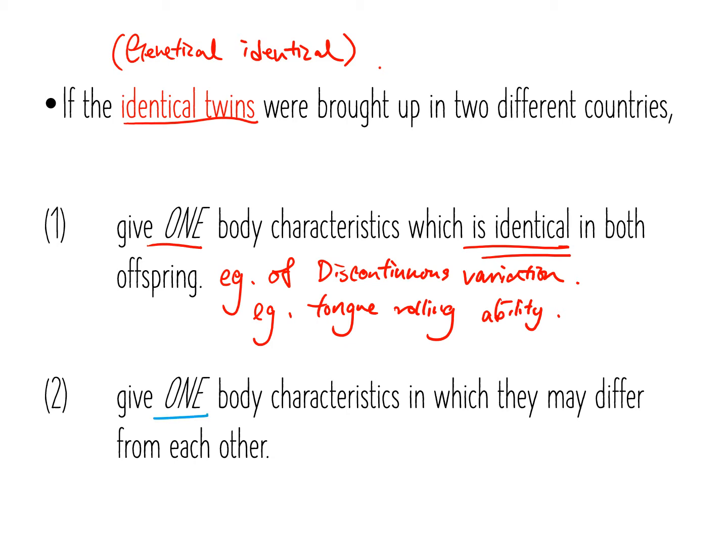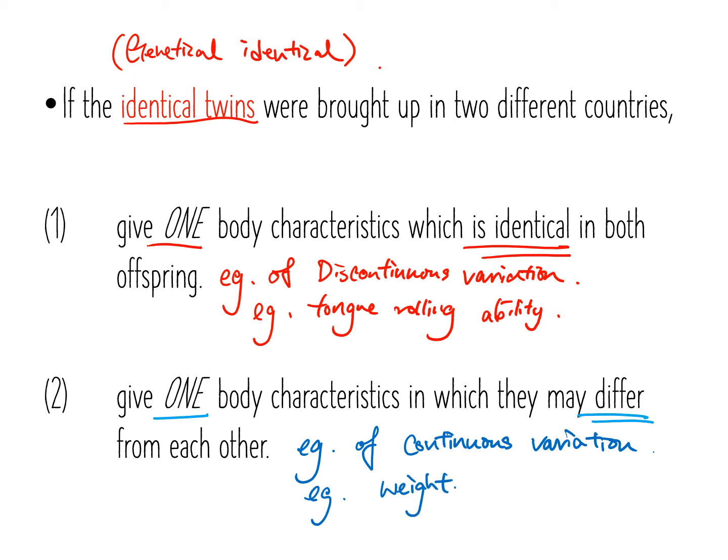Question 2. Can you give me one body characteristic which they might differ from each other? Although they are genetically identical, some of the body characteristics might be different, such as an example of the continuous variation. Examples such as the weight. If they have different food in their diets, they have different exercise habits, of course, they can have different body weight or height, etc. All of these characters, which are different from each other, belong to the continuous variation.